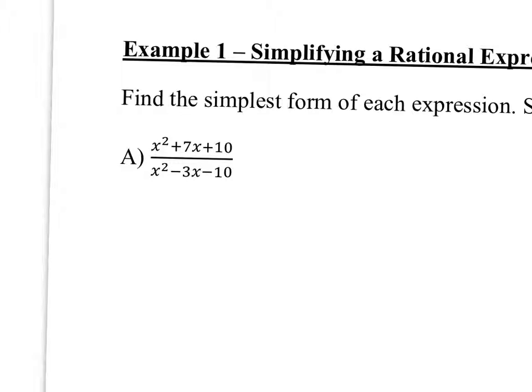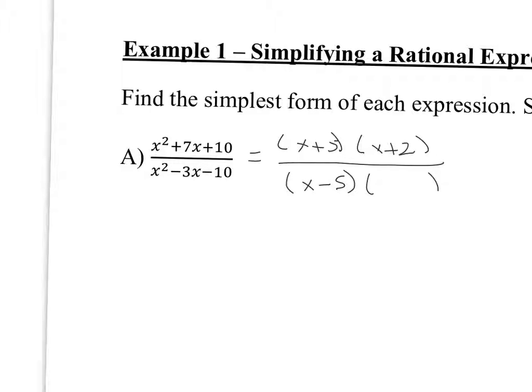This is usually talking about a domain restriction, or it could be a range restriction. So really all we're talking about is the bottom of the fraction. Remember, the bottom of the fraction should not be equal to 0. So two numbers that multiply to get 10, add to get 7 would be plus 5, plus 2. On bottom, two numbers that multiply to get negative 10, add to get negative 3, minus 5, plus 2.